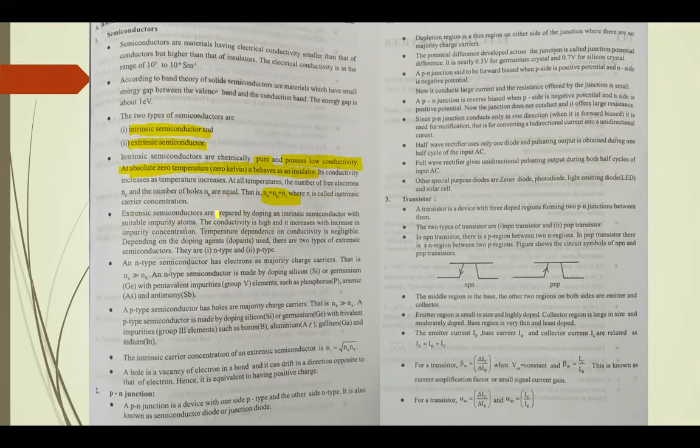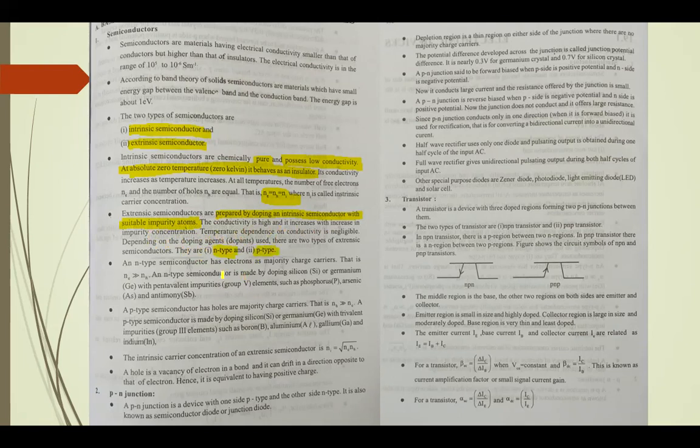So what is an extrinsic semiconductor? It is prepared by doping an intrinsic semiconductor with suitable impurity atoms. Here the conductivity is high and it increases with increase in impurity concentration. Depending on the doping agents used, we are going to classify it into two types: one is the N type and the other one is the P type.